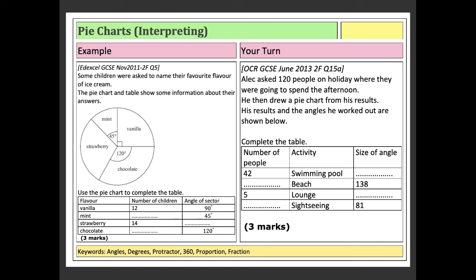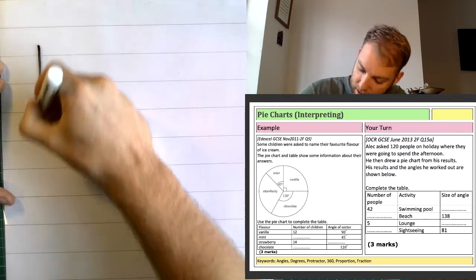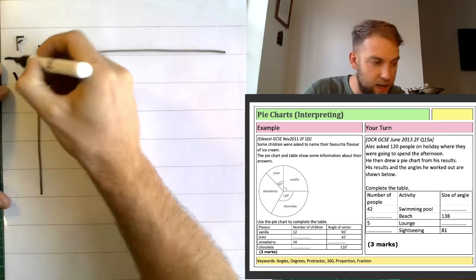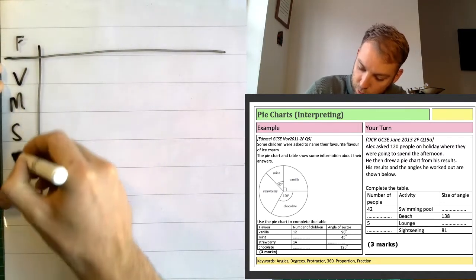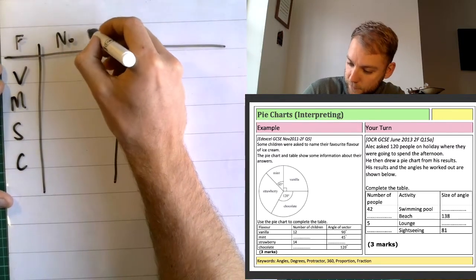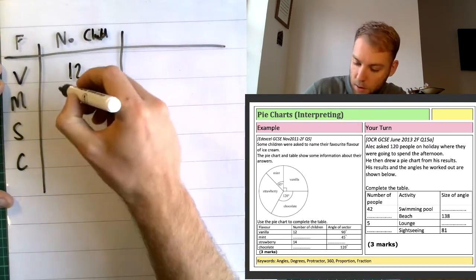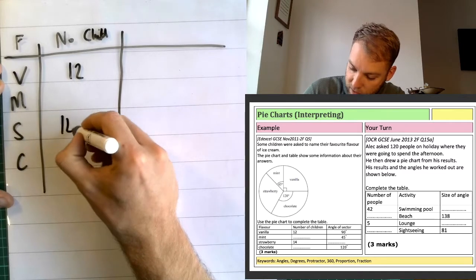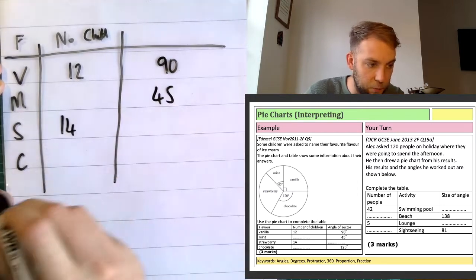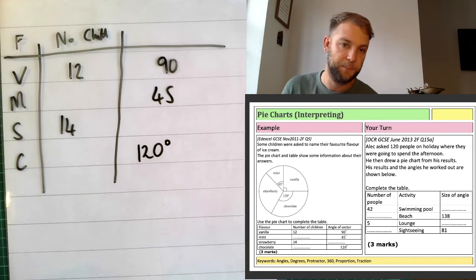So with this one here, there's a few things we need to think about. Let's try and draw a little table so we can see it, okay? So flavour, and what have we got? We've got vanilla, mint, strawberry and chocolate. We've got our number of children, which in this case is 12. We don't know what this one is. We know this one is 14, and we don't know what this one is, and this is 90. This one here is 45. We don't know this one, but we do know this one here. So we've got to fill in the gaps, okay?